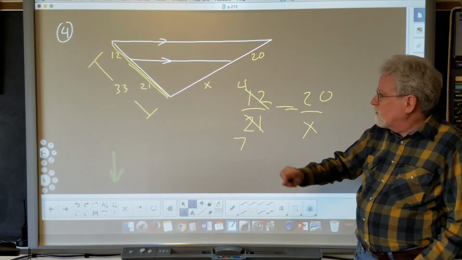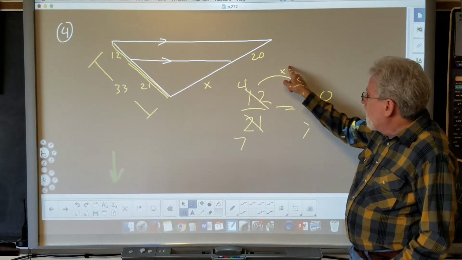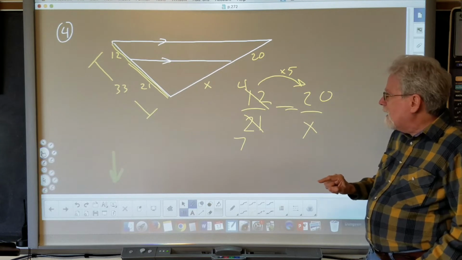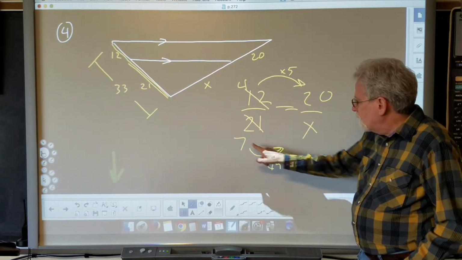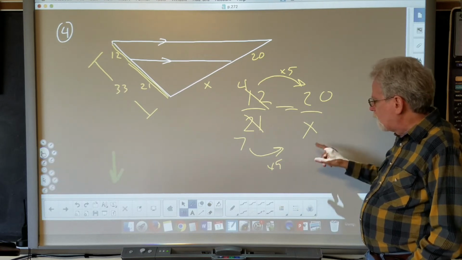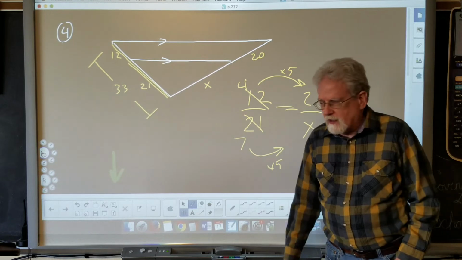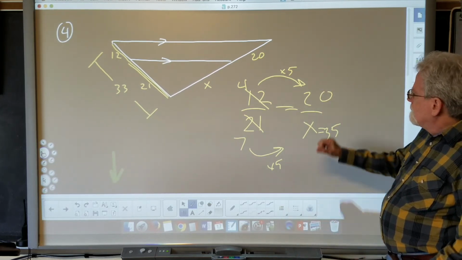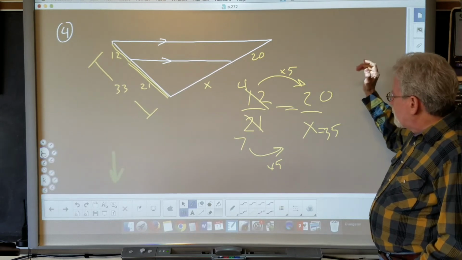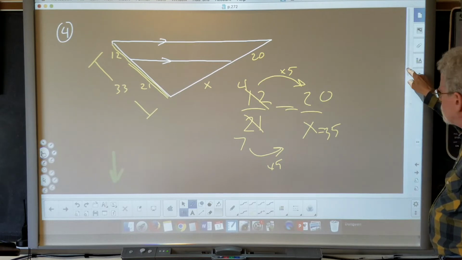As the 4th grade teacher would say, what do you multiply the 4 by to get 20? Oh, we multiply by 5. That's right. So we multiply the bottom by the same thing. 7 times 5, class? That's going to be 35. Yes, you are right. The 4th graders can do that, so can you. So x is 35. There's some other thoughts that come to mind. I'm just going to bypass those other thoughts and move on.